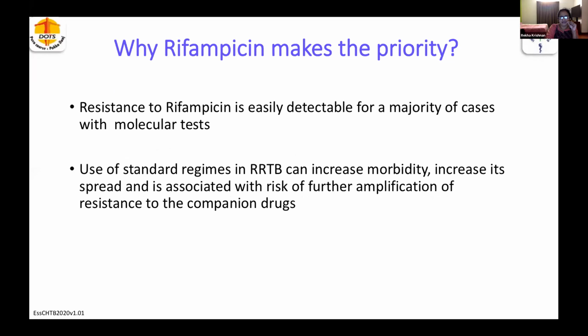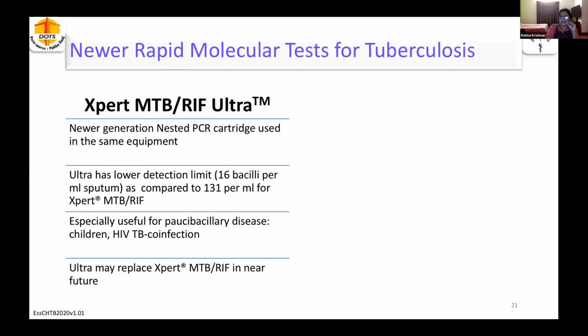And why rifampicin is the priority, that everybody should know: resistance to rifampicin is easily detectable for a majority of cases with molecular tests. And so that is the importance. And most of the time when rifampicin resistance is there, there can be associated INH resistance also. And these are just for your information.